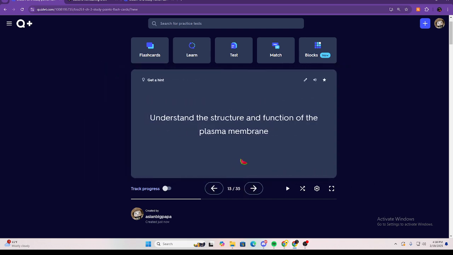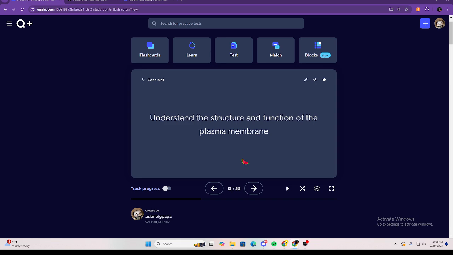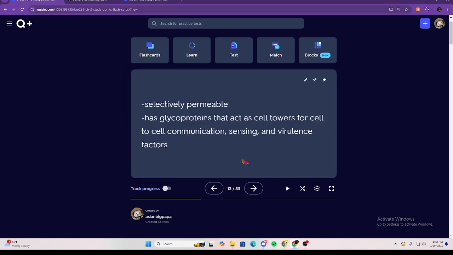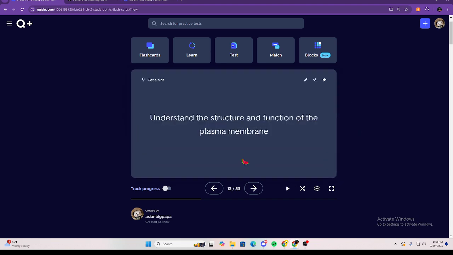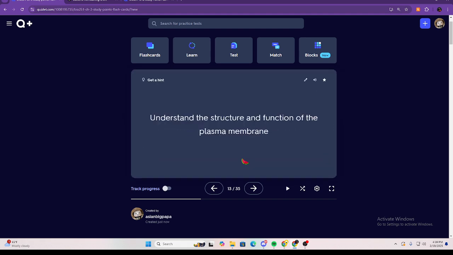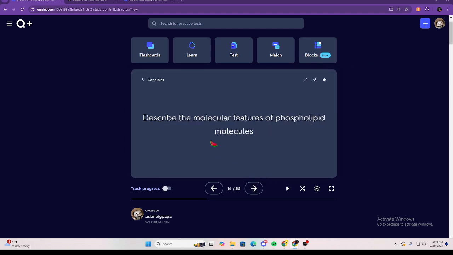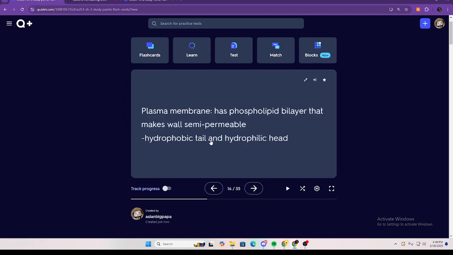Understand the structure and function of the plasma membrane. So the plasma membrane is made up of phospholipids, which makes it selectively permeable. And it also has glycoproteins that act as basically cell towers for cell-to-cell communication, sensing and virulence factors. And also, it makes it identifiable. The plasma membrane of the prokaryotic cell makes the cell identifiable by the human body as well.